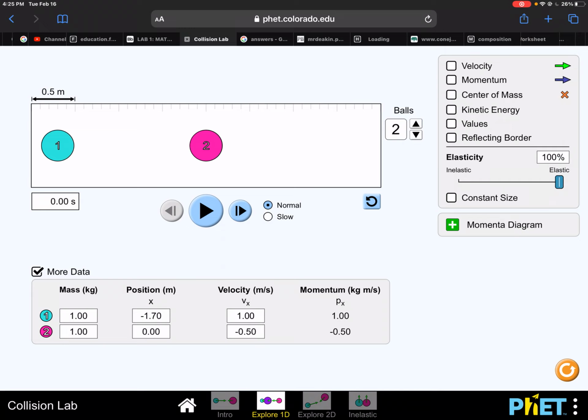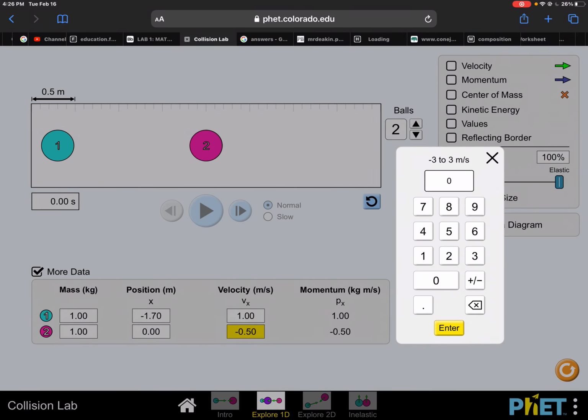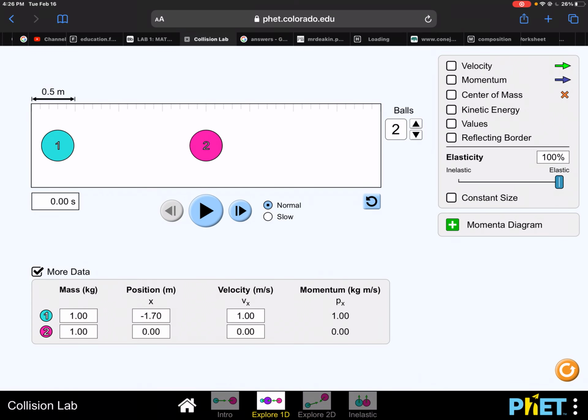And why is it negative? Well, it's moving to the left. Anytime something moves to the left, it has a negative velocity. If it moves to the right, it has a positive velocity. But you can change this velocity by clicking in the box and entering zero so it's not moving in the beginning. You're going to write down the masses and the velocities and then the total momentum. The momentum is the mass times the velocity. That's why the second ball has a momentum of zero, because it's not moving in the beginning.